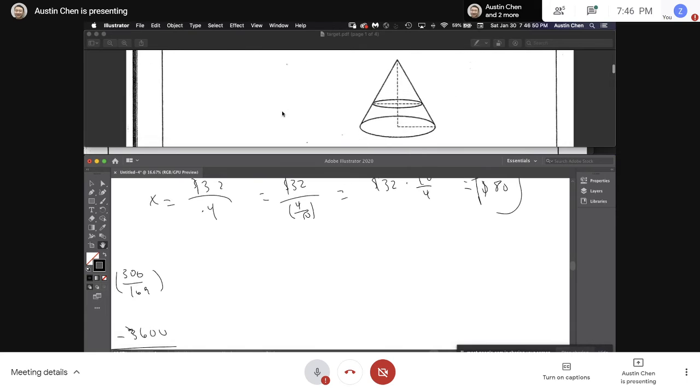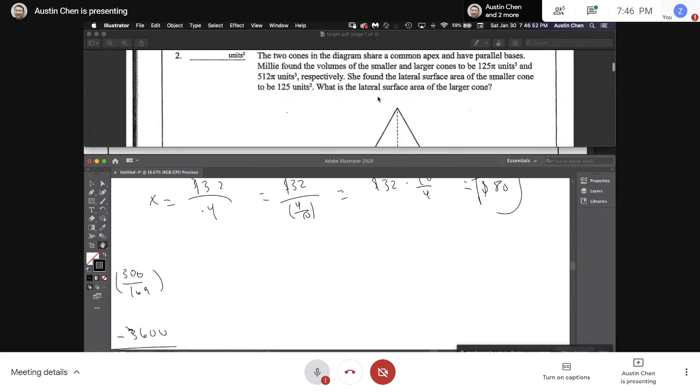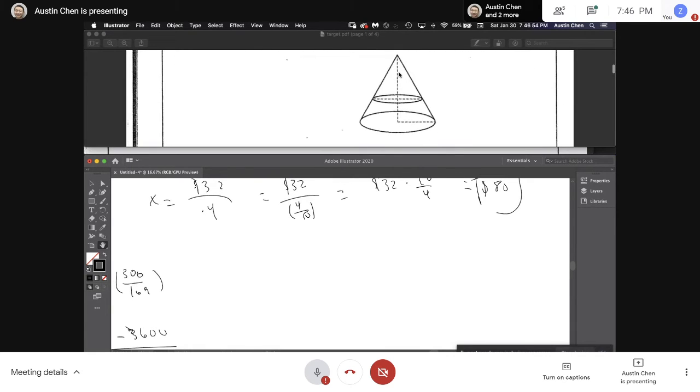Okay, first look at the cones. They're obviously similar, right?